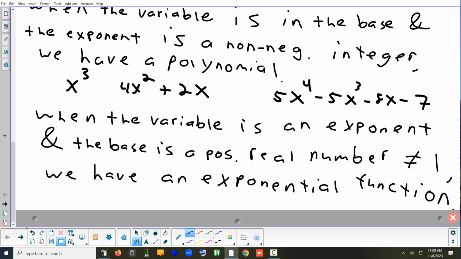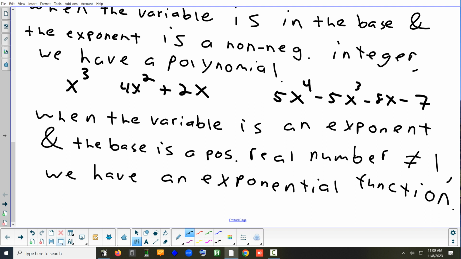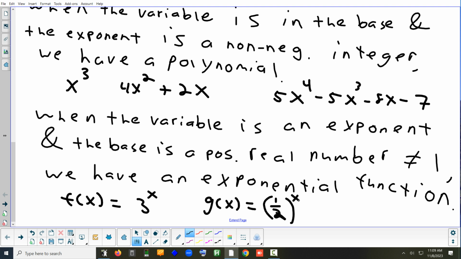Now, when you switch it, two things have to happen. The variable has to be in the exponent, and the base has to be a positive number that's not 1. That's an exponential function. So if I write f of x equals 3 to the x, that is an exponential function. You could say equation. Okay. G of x equals 1/2 to the x. That's also an exponential function. There's a big difference between the two of them. We're going to talk about one's growth, one's decay. And the growth or decay is controlled by the number that's in the base.